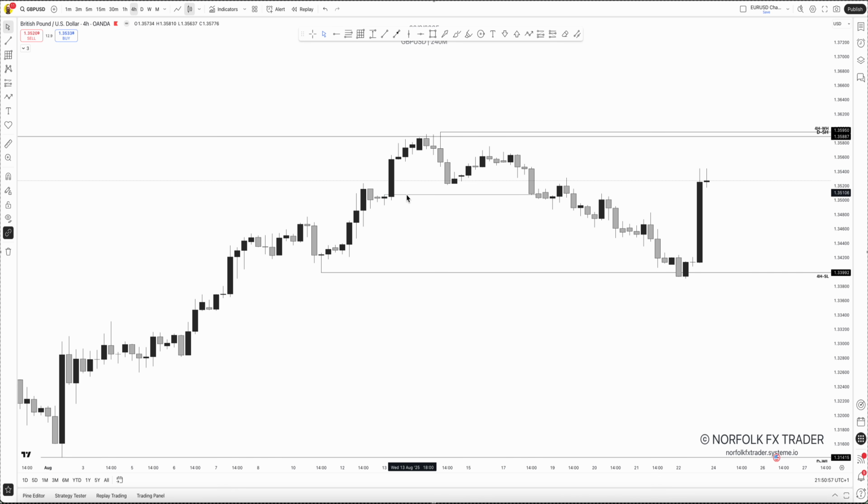Now, because we failed to fully fill this imbalance on this push down, we then create this imbalance. Now the market holds at that imbalance. Not once do we close back through to the upside. So once you start to identify how the market's starting to hold here, another retest hold, another retest, and a close down here, we'd expect to see price to run for this level.